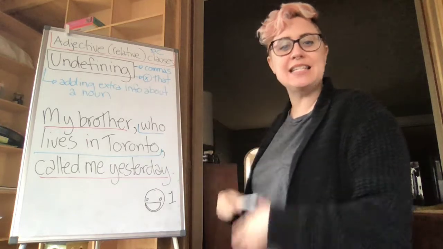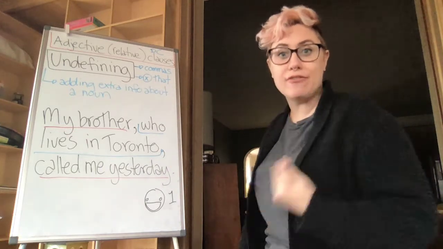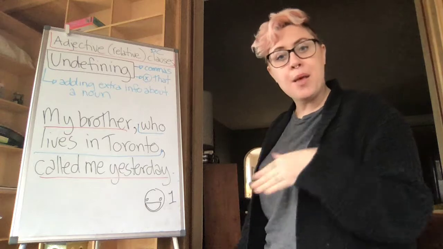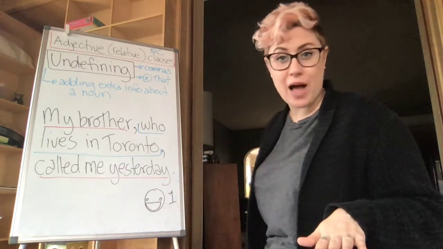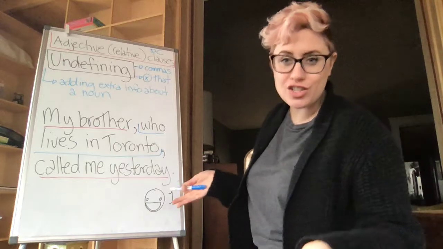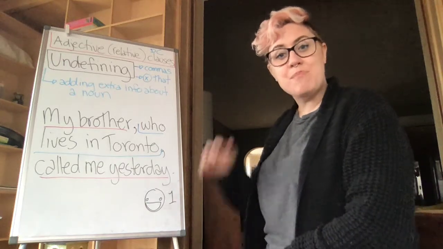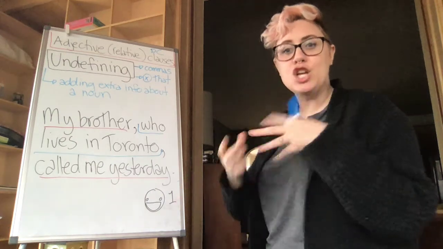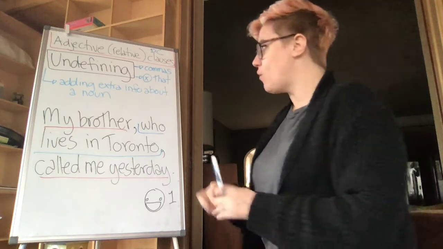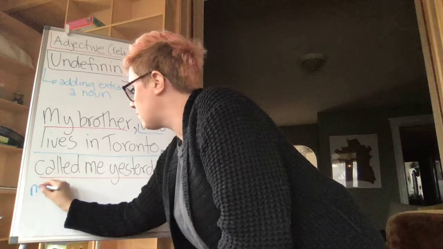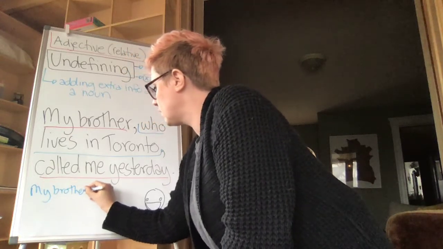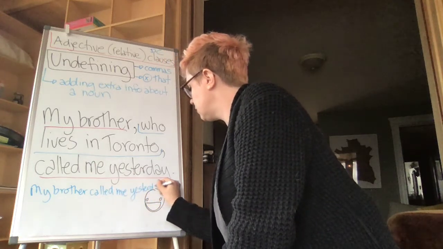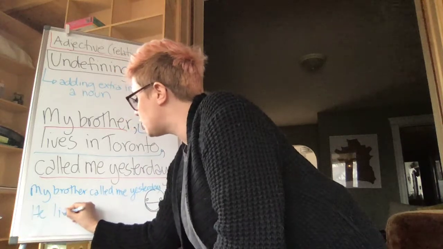In the first kind, in defining relative clauses, you have to add the information so the listener understands which noun you are talking about. But in this case, I don't have to add this information. I just want to add this information because it makes my sentence more interesting. And usually we're doing it to combine two very simple sentences. So in this case, the two sentences would be, my brother called me yesterday. And he lives in Toronto.